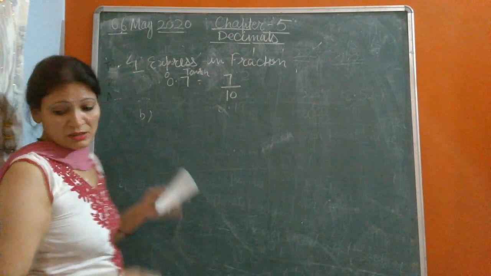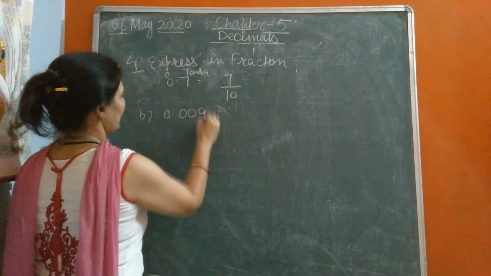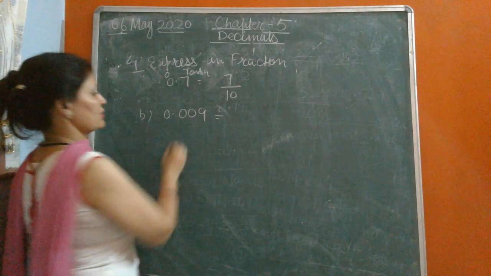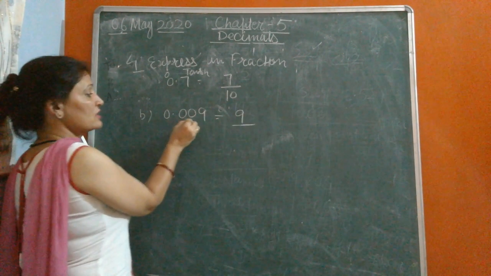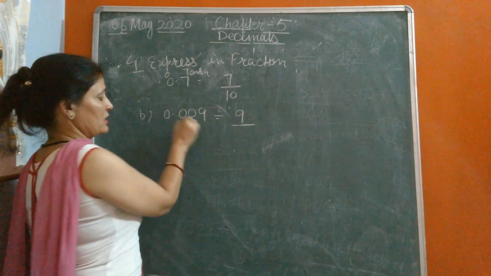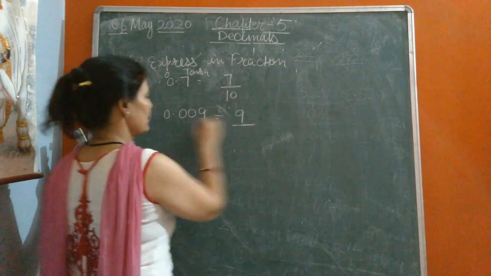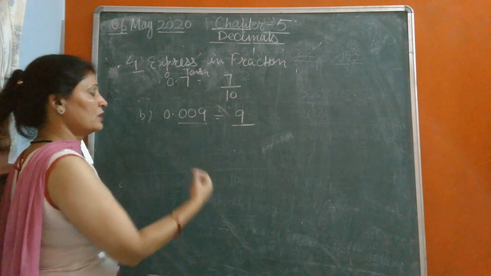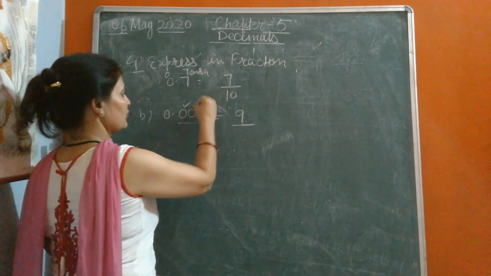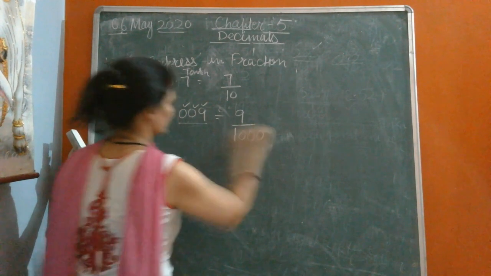Part B is 0.009. How to write it as a fraction? We do not need to write the zeros before the digit. So we will write 9 in the numerator. And how many digits are after the decimal? There are 3 digits. So we will write 1000.